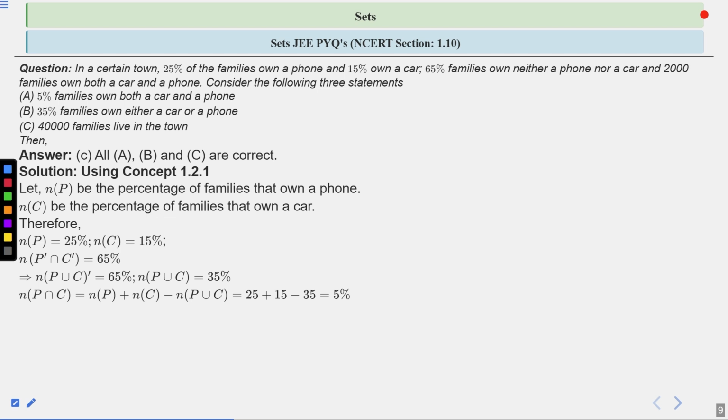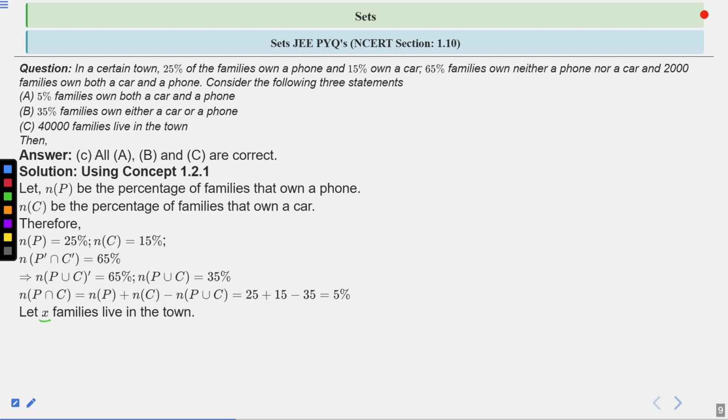Now using this relationship, this formula, which says N of P intersection C is equal to N of P plus N of C minus N of P union C. We know N of P, we know N of C, we also know N of P union C. So this gives me 5%. 5% is what? Families which own both a phone as well as a car. So from here you can see that statement A is true. So 5% of families own both a phone as well as a car.